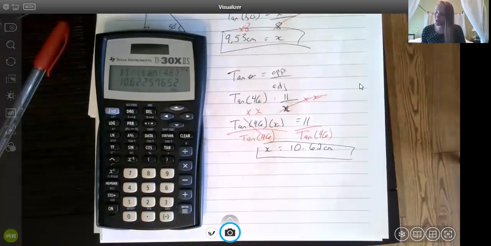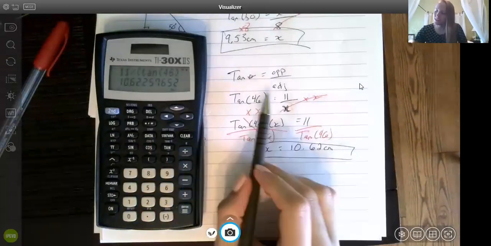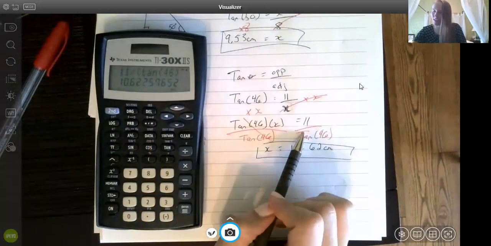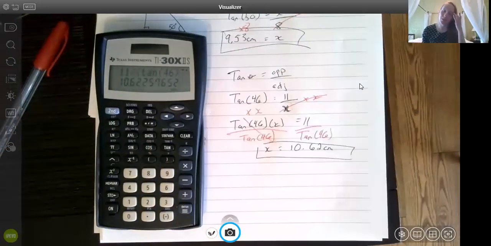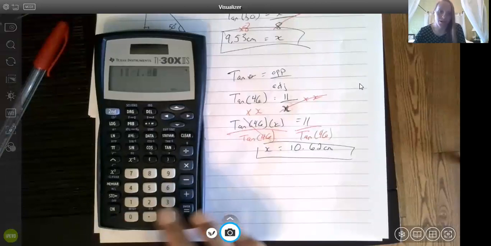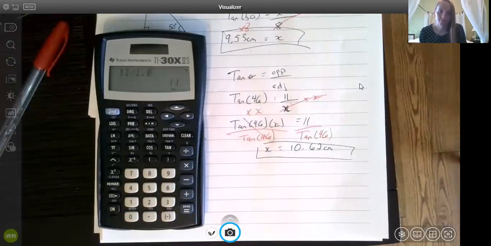Now, some of you may be wondering, or you may want to actually solve for what the tan of 46 is before dividing it, or in the case of the previous example, before multiplying it, because I could just say, what's the tan of 46? And it would pop out my answer. The reason we don't do this is because you might round this to like, you know, it's 1.03. I could probably just round that to 1.0. And then if we do 11 divided by 1.0, you're not going to get the right answer.